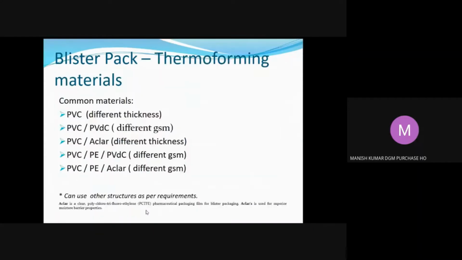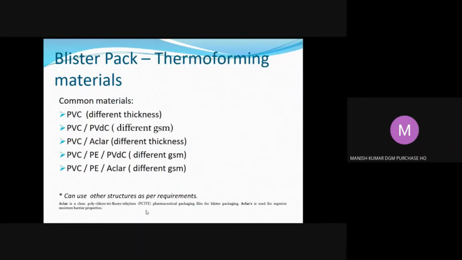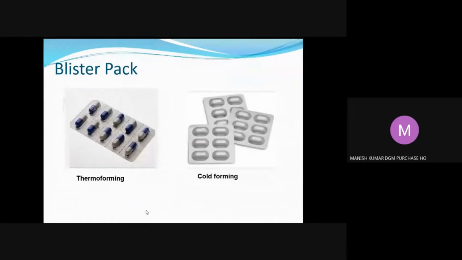The barrier property is equivalent to the property you are getting in the cold form foil, but the cost of the Aclar is very high. So companies select as per their product requirement as well as per their marketing requirement. And there are other structures also available. PVC laminated, it is a tri-layer: PE, then PVDC. People use it for the higher barrier property as well as to give the stiffness to the blisters.